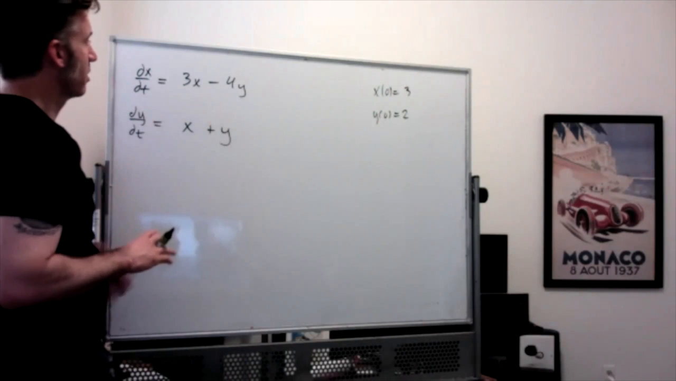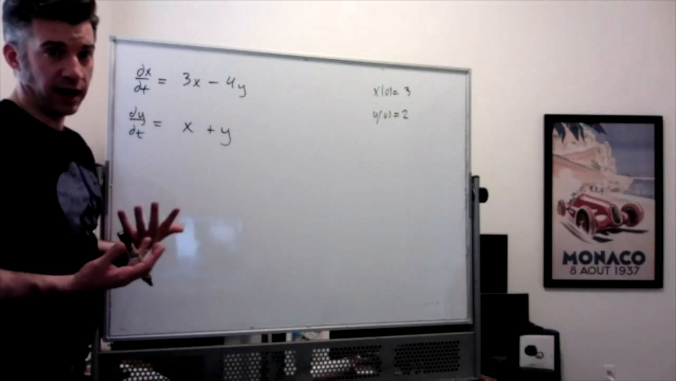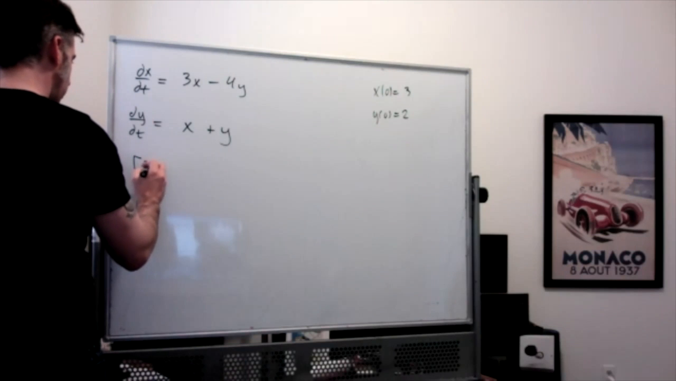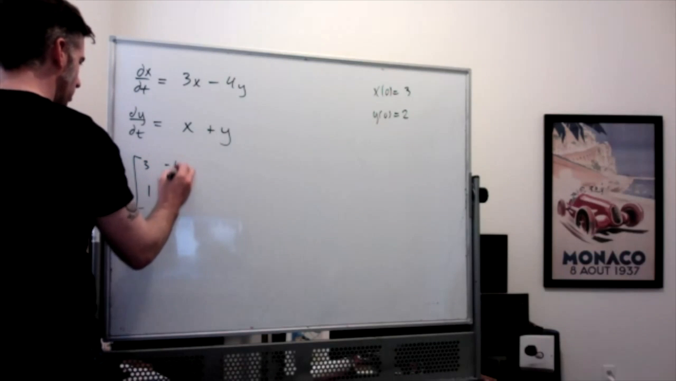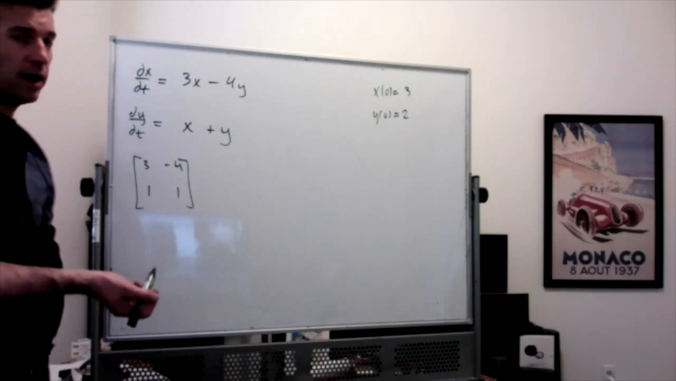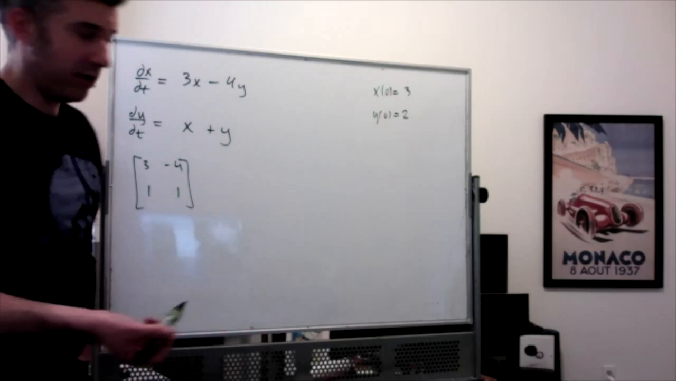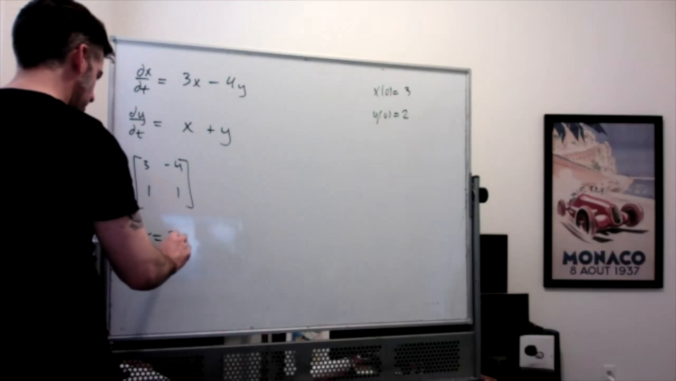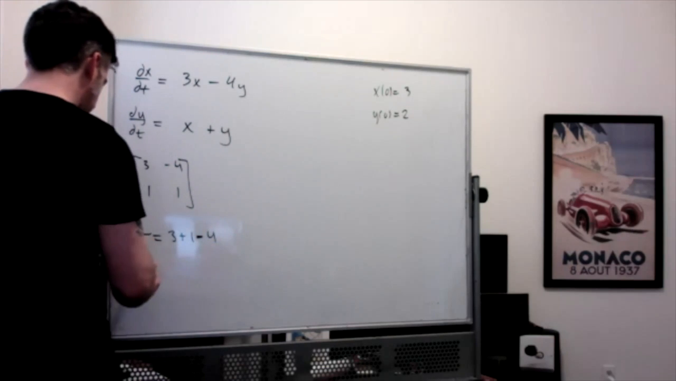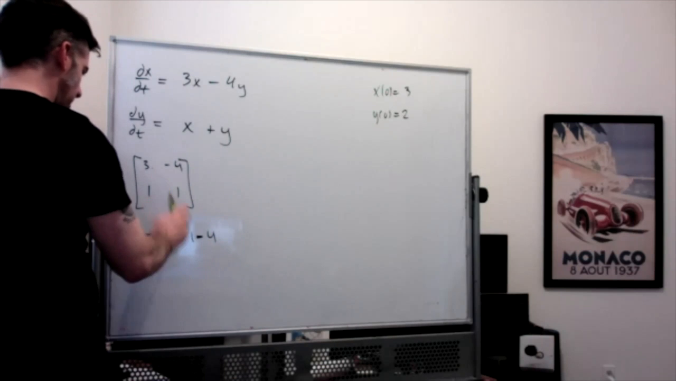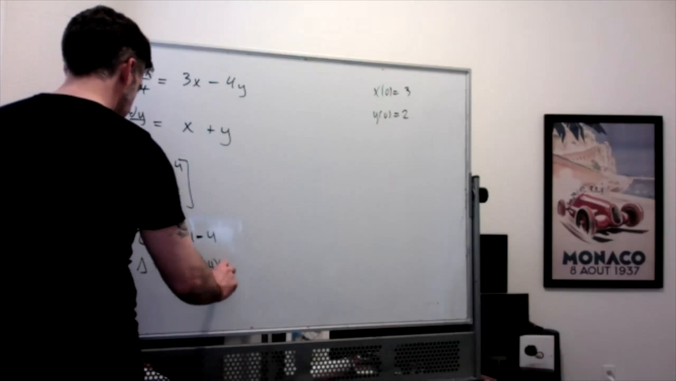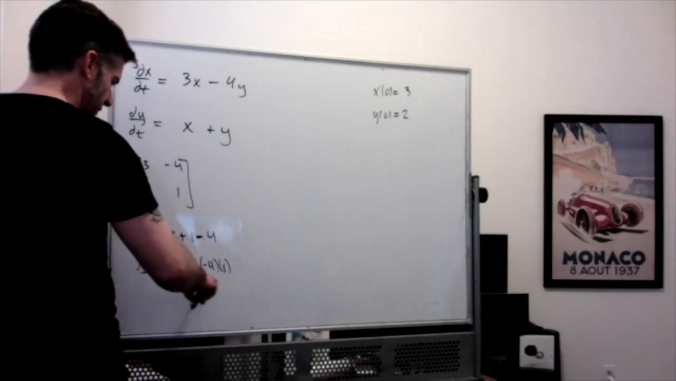So first and foremost, we want to find the eigenvalues. So here's our matrix, 3, negative 4, 1, 1. And let's find the eigenvalues using the trace determinant method. So the trace here is 3 plus 1, which is 4. The determinant is 3 times 1 minus negative 4 times 1, which is 3 plus 4, which is 7.